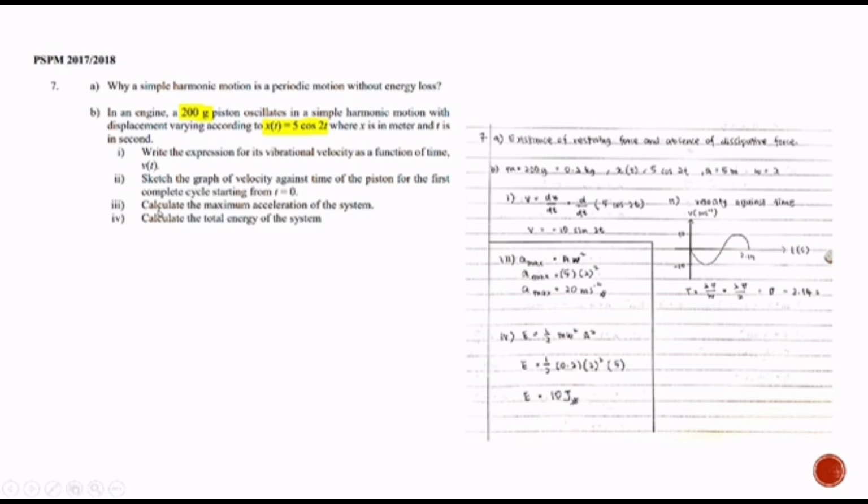So number 3, calculate the maximum acceleration of the system. A maximum equal to A omega squared. So we substitute the value, we get A maximum equal to 20 meter second to the negative 2. So last, calculate the total energy of the system, which is E equal to 1/2 m omega squared A squared. So we substitute all the values, and we get E equal to 10 joule.